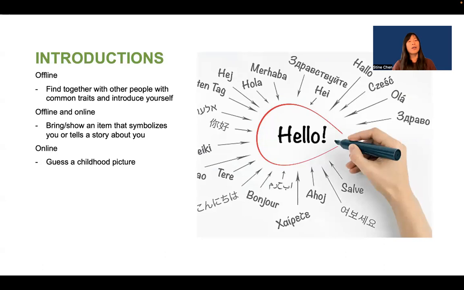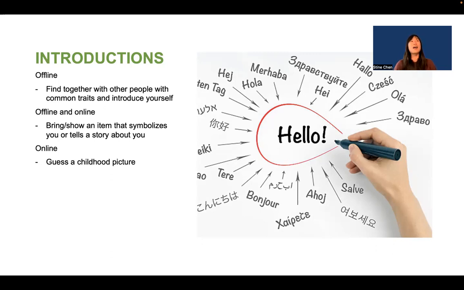So for instance, someone else wearing the same color t-shirt as you, or someone with the same color hair as you, or someone who is wearing the same color of pants. So you can be more creative with what traits to look for, or maybe even something that's not apparent.